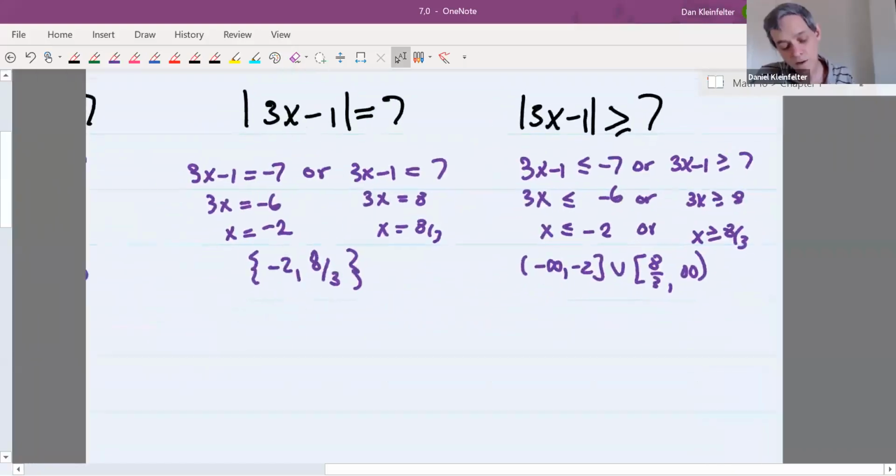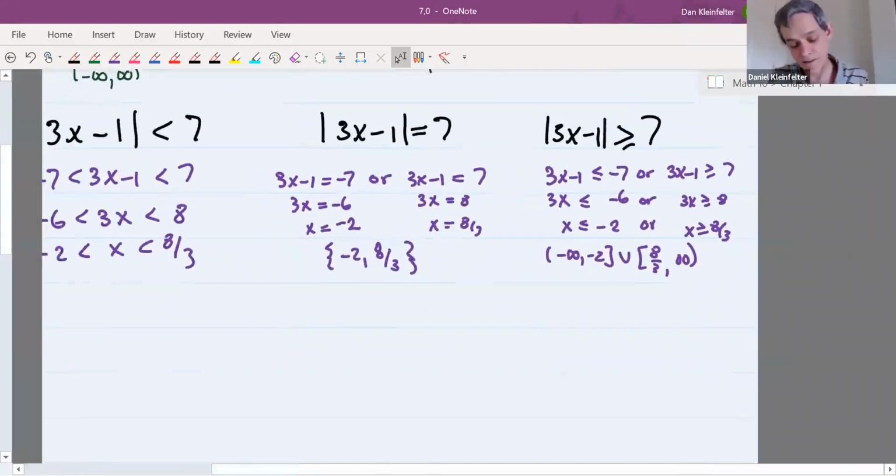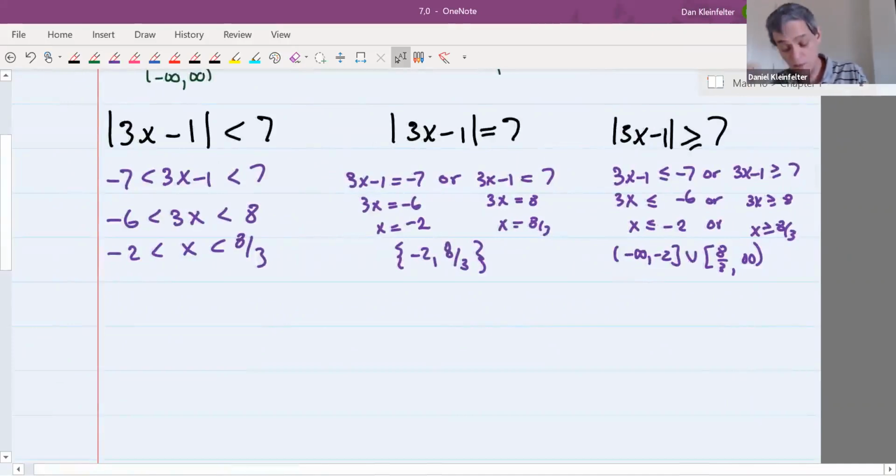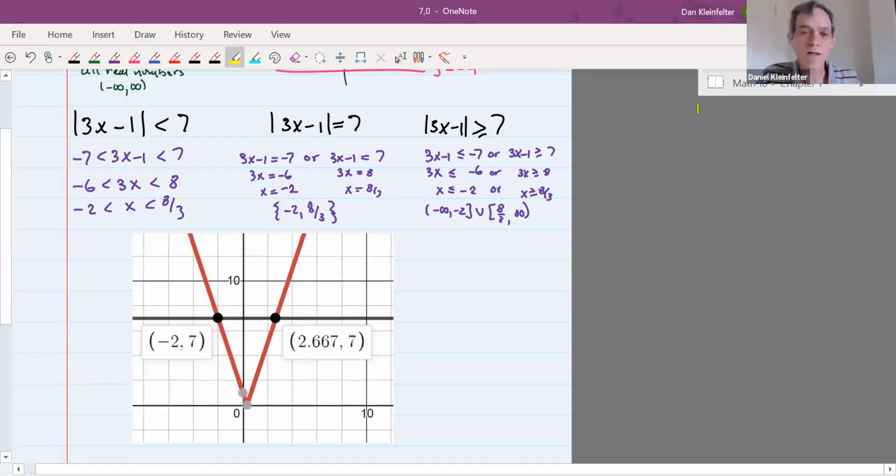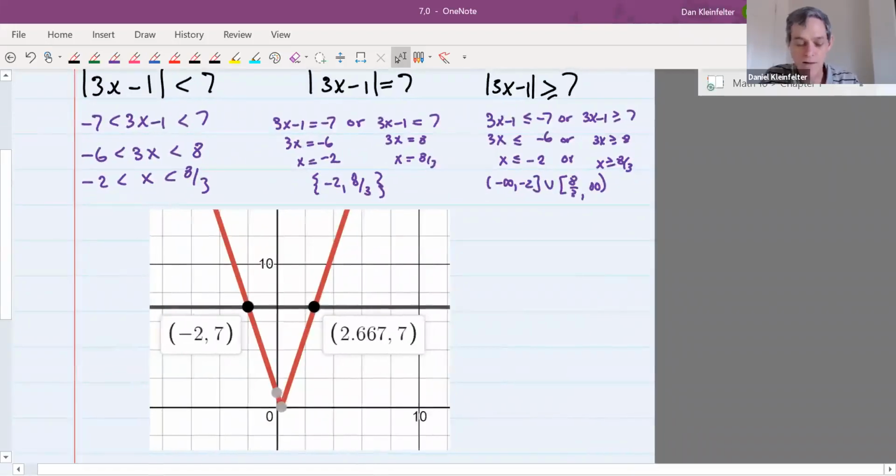All right, so we want to add to that the graph of some things so that we can relate what we've just done to the graph. All right, so here's our graph from earlier that shows in red the graph of absolute value of 3x minus 1, and then the graph of the line that's constantly 7, shown here in black. So we want to relate this again to the three kind of problems that we did above. Let's start with the inequality on the left. We wanted to know which values of x made it so that the absolute value was under 7.